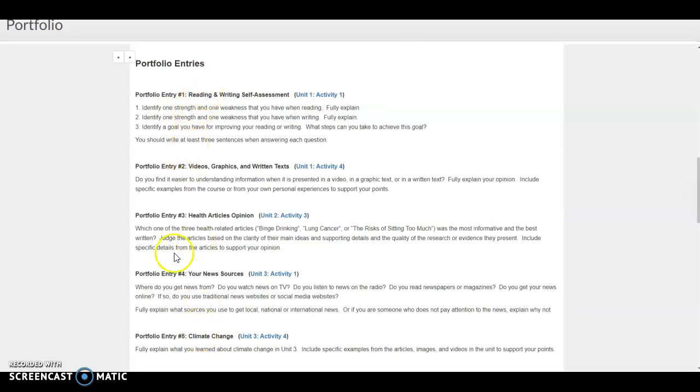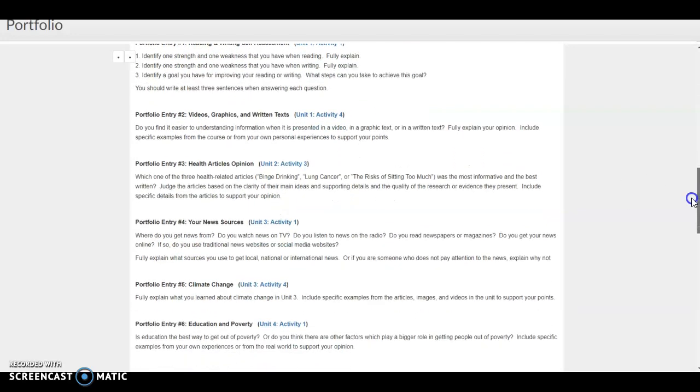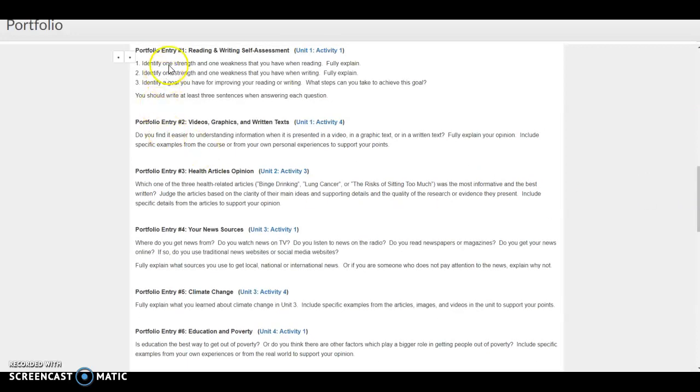If we continue on here, we've got the 6 portfolio entries listed. Let me see if I can fit them all on one screen. We've got portfolio entry 1 all the way to 6. You've got the title for each entry inside the activity where it can be found, and then you've got a link to the activity so you can go back and read the content again if you would like, if that would help you answer the questions. And just make sure that you've answered each of the 6 questions and that they're fully on topic.